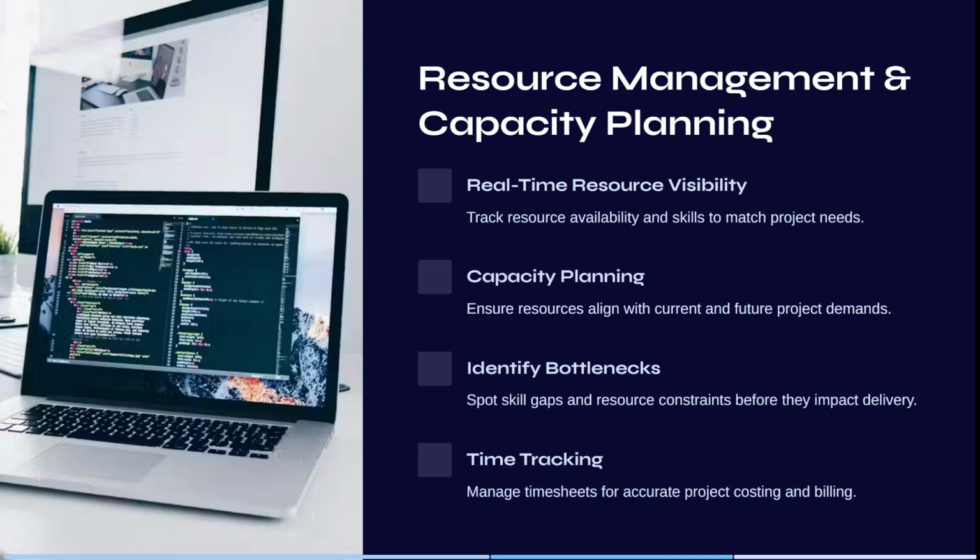It also has resource management and capacity planning. So what is this? You get real-time resource visibility. This allows you to track resources, availability, and skills to match project needs. The capacity planning ensures that resources align with current as well as future project demands, and you get to also identify bottlenecks. This spots skill gaps and resource constraints before they actually impact your delivery.